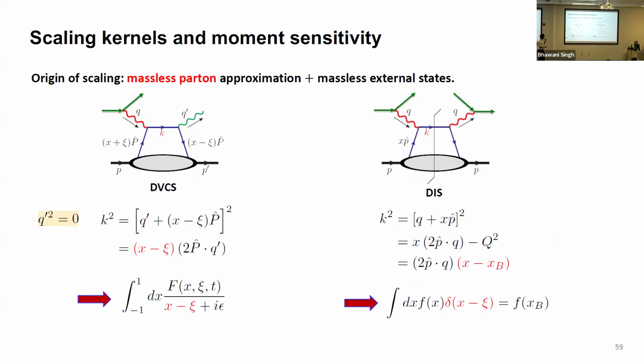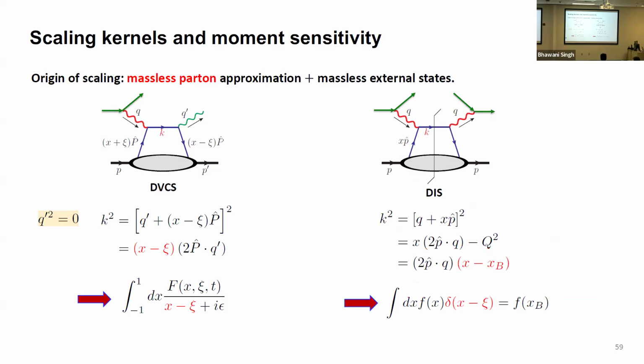Because now this X minus psi line is light-like and this Q prime is light-like, we know that their sum and then squared must be proportional to X minus psi. Therefore, all the dependence on external scale is factored out, and we are reduced to these simple integrals for the GPD, and that gives us a scaling.